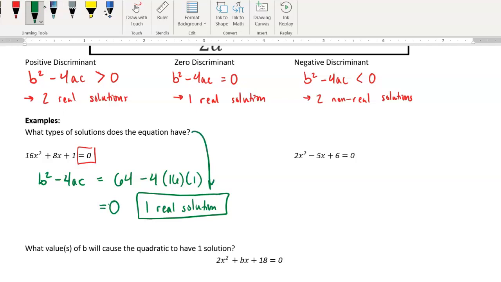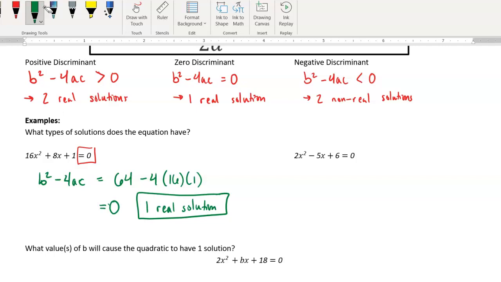That's what it's asking for. It's asking for what types of solutions does the equation have? It has one real solution. The 0 is not the solution. The 0 indicates that there's one real solution for the answer. And we're going to see how that comes into play more with our next part of this lesson that we'll talk about in the next video.